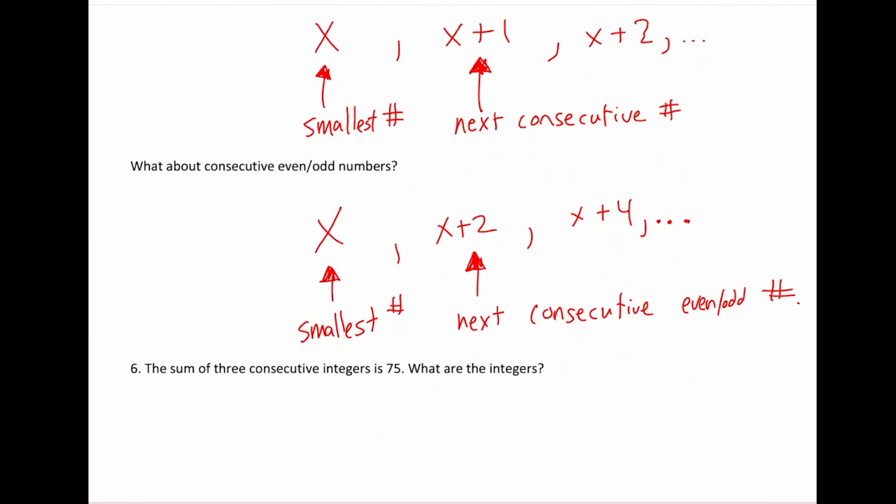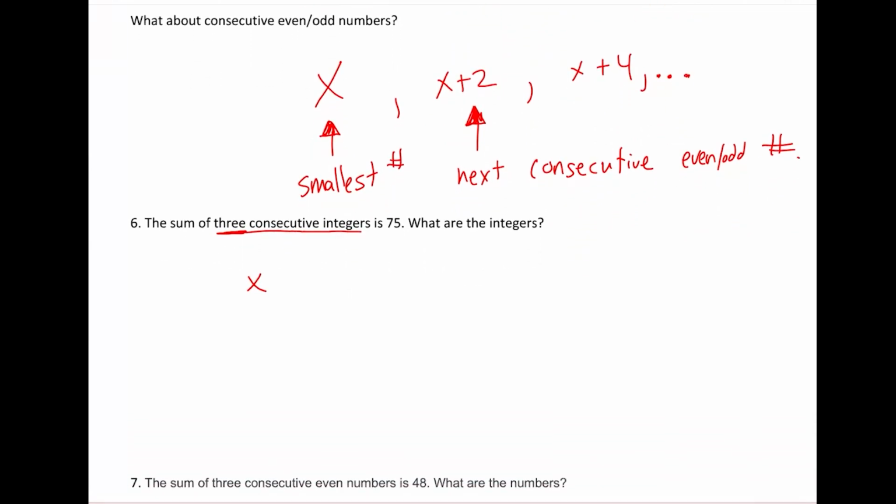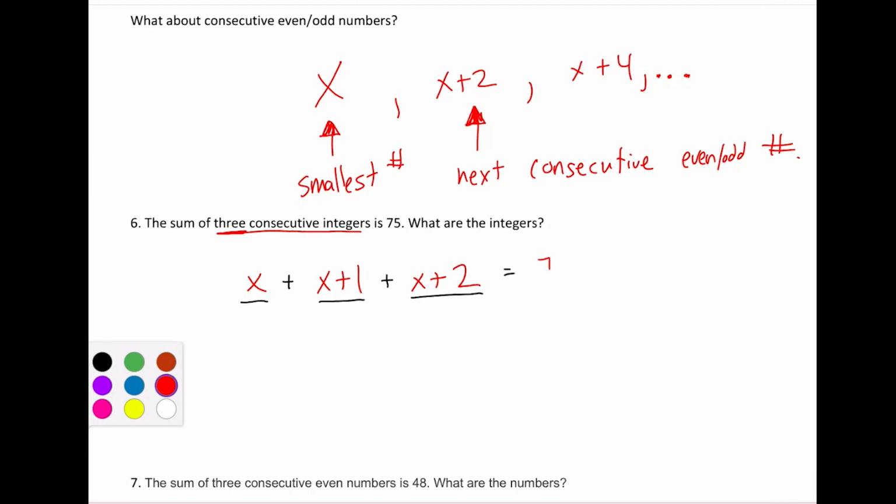And you could kind of figure it out, I think. But if you're going to set it up algebraically, you would have the smallest. So we've got 3 consecutive numbers. The smallest one would be x. The next one would be x plus 1. And then the third one is x plus 2. And what the problem's saying is that the sum of them, in other words, if you add them up, you get 75. So we've got x plus x plus 1 plus x plus 2. This is like the first number, the second number, the third number, equals 75.